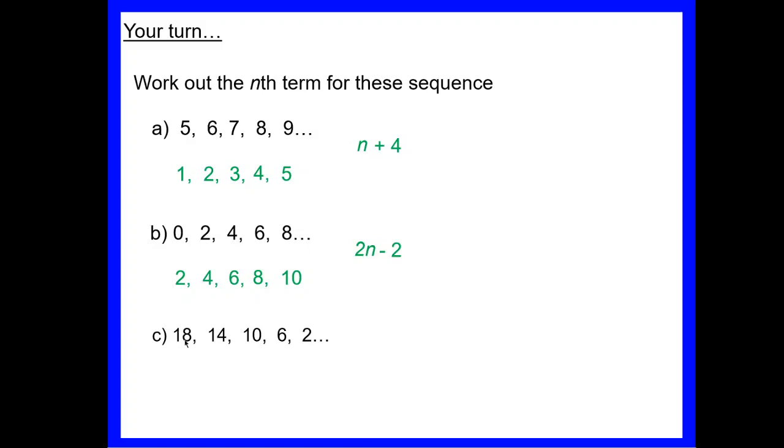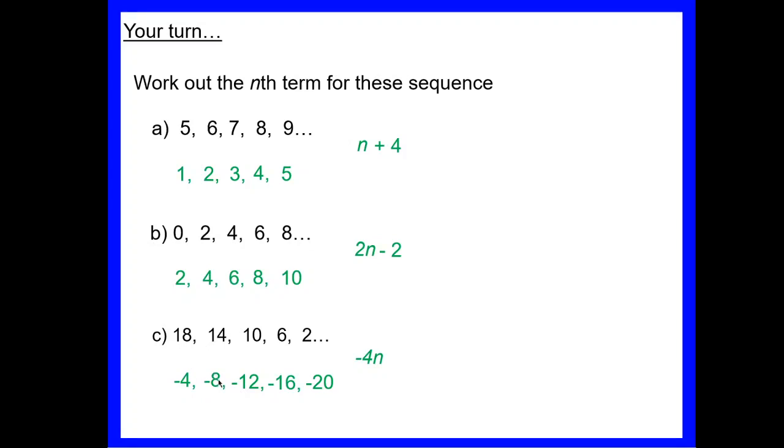Our next one then. This one, we take away 4, take away 4, take away 4. So it's minus 4n. Let's write the sequence for minus 4n. So minus 4 times 1 is minus 4. Minus 4 times 2 is minus 8. Then we times it by 3, we get minus 12, minus 16, and minus 20. Now we compare them. We've got minus 4 and we'd like 18. So if I count from minus 4 up to 18, I need to add on 22.